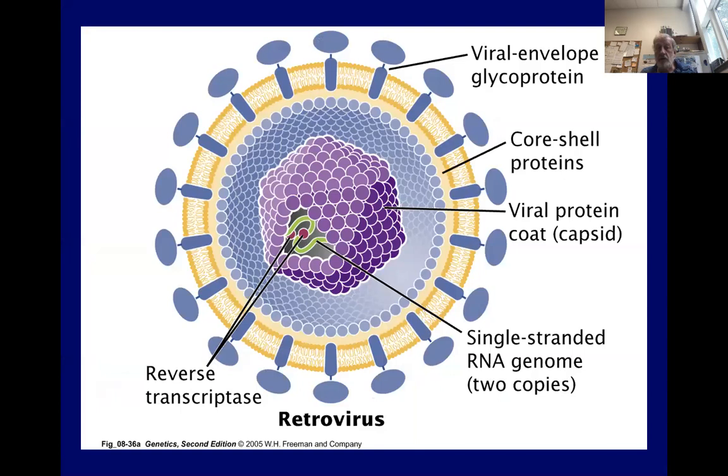So the structures of retroviruses are really pretty complex when you think about it. It's not a living entity. We've got a single-stranded RNA genome, 2 copies of it, with the reverse transcriptase there, surrounded by capsid proteins. That's all surrounded by a core shell of proteins, which is then surrounded by a phospholipid bilayer with glycoproteins for attaching to cell surface proteins.